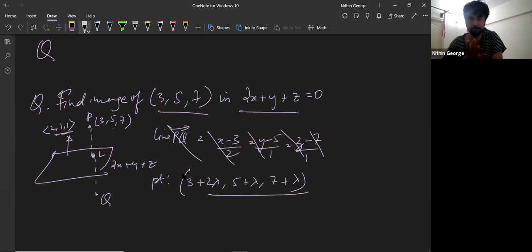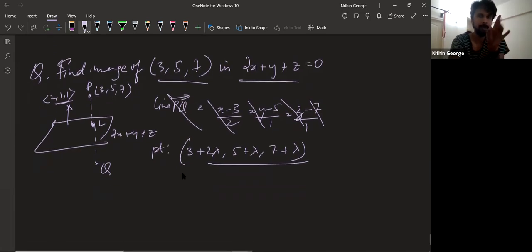Both of you got this? When you see such a problem, just draw the figure out so that you don't need to overthink and imagine. Just draw it out. Look at it. And then write this much down. 3 plus 2 lambda, 5 plus lambda, 7 plus lambda.